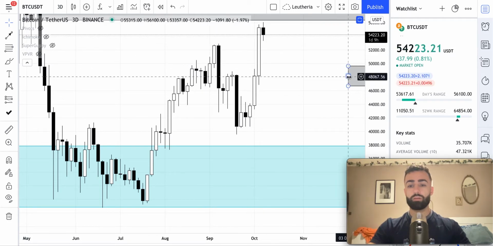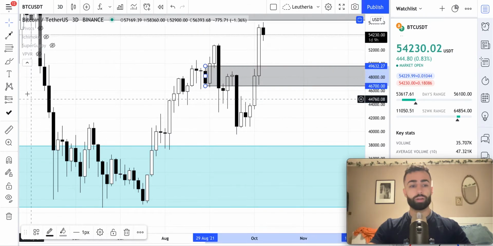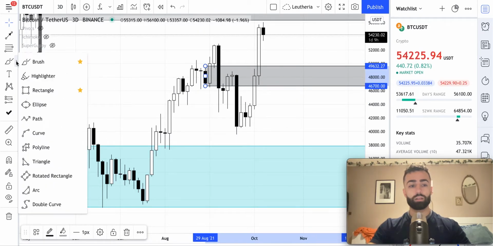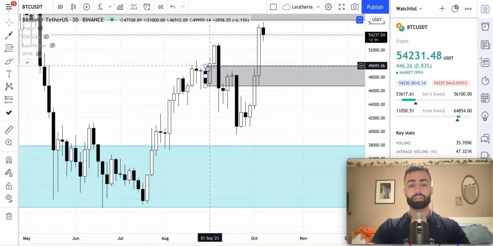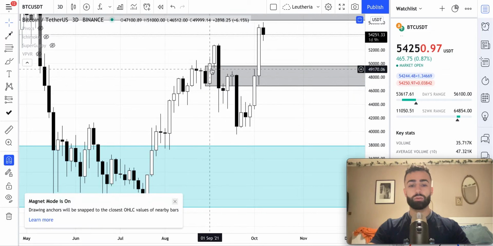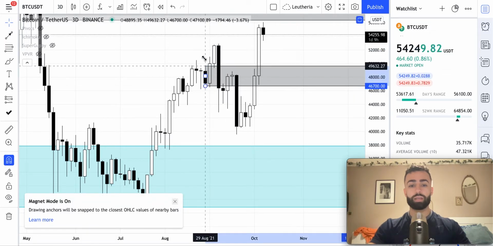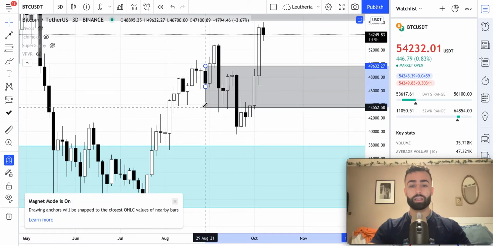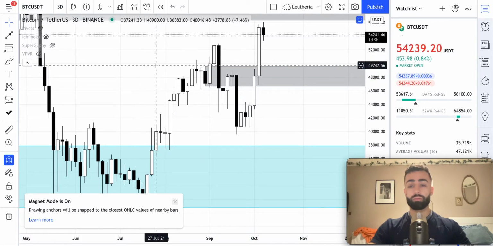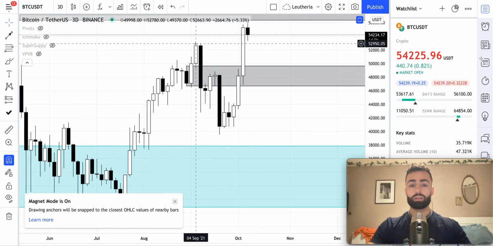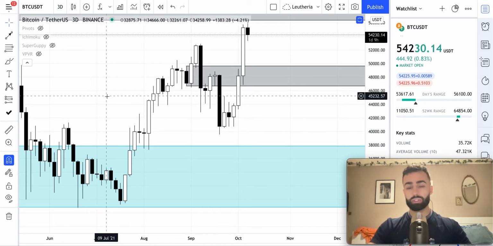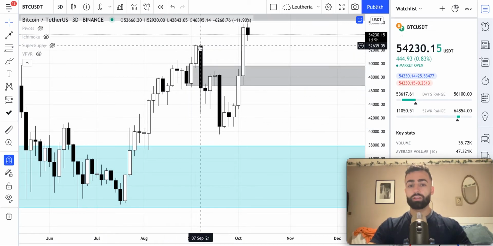And then once we do that, we can use our rectangle tool here on TradingView. If we go over here to the left, you can click on this where the brush is, go down to the rectangle, and then you can snap that on using the magnet tool, and it'll snap it right to the edges of that candlestick, and that will be your support or resistance zone. In this case, support.